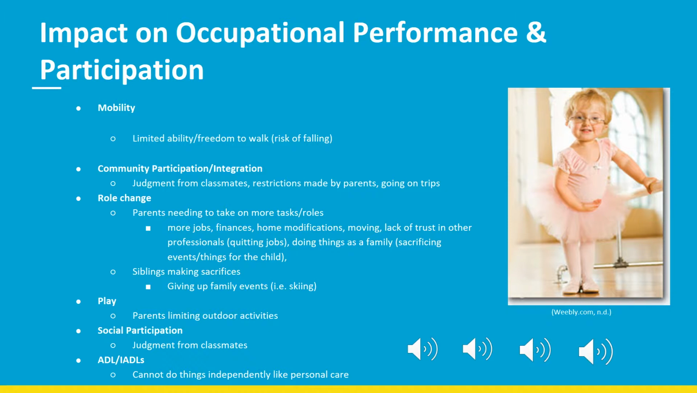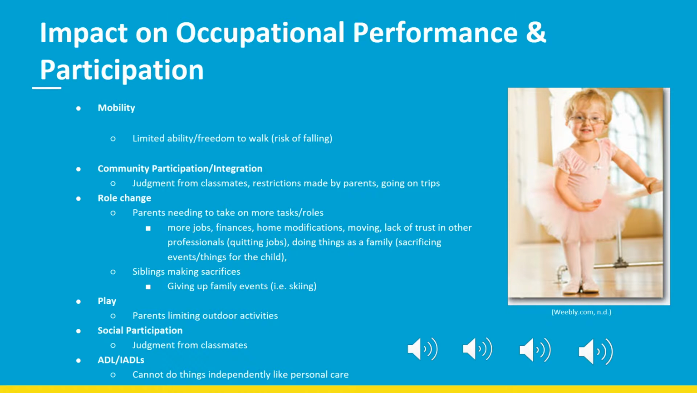Social participation is similar to community participation in that judgment from classmates decreased the ability to make friends and become a part of something. When it came to concerns of role change, this was more geared towards parents and siblings. Parents stated across the board that there was caregiver strain because taking on more roles and tasks was largely necessary to support the family and child.